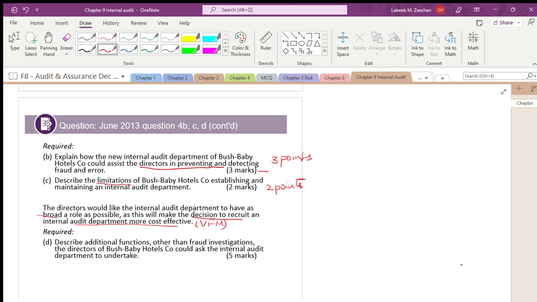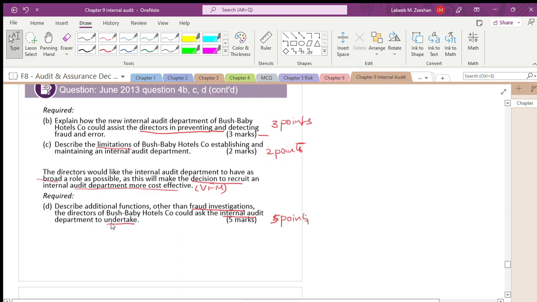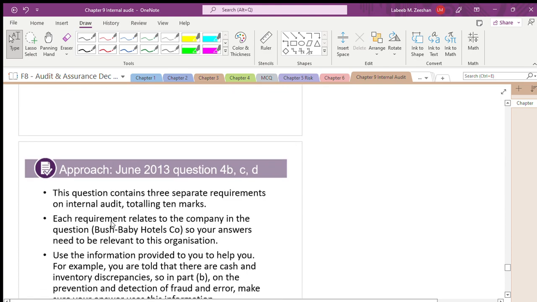Describe additional functions, other than fraud investigation, that the directors can ask the internal audit department to undertake. Is it right? 5 marks, 5 points. Very specifically, we have to take a point by point approach. Is it right? Now, yes, fine. See, 3 marks.